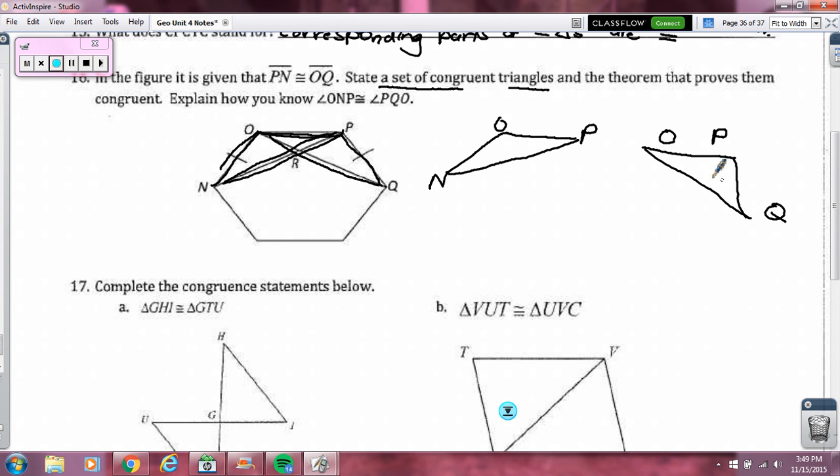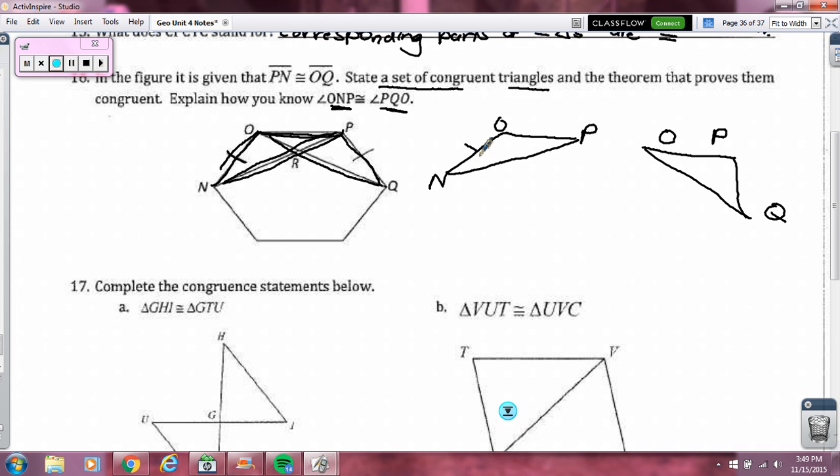Hint, hint: if you were having a hard time seeing which two triangles, they kind of tell you in the directions. You're going to be looking at angle OMP and angle PQO, so each of those would have to be parts of a triangle. That could be another way to look. Let's add some markings in.